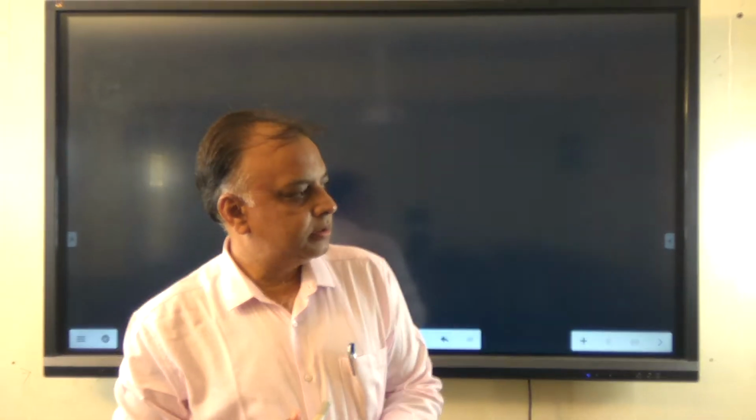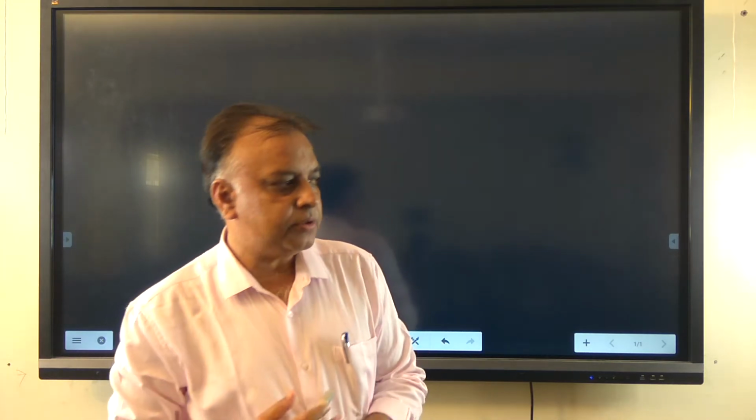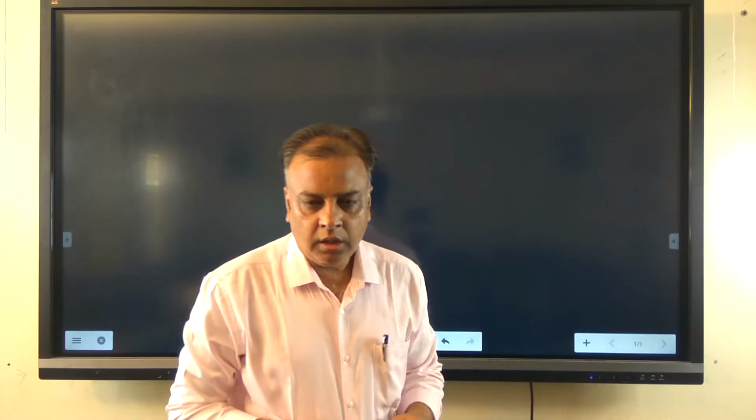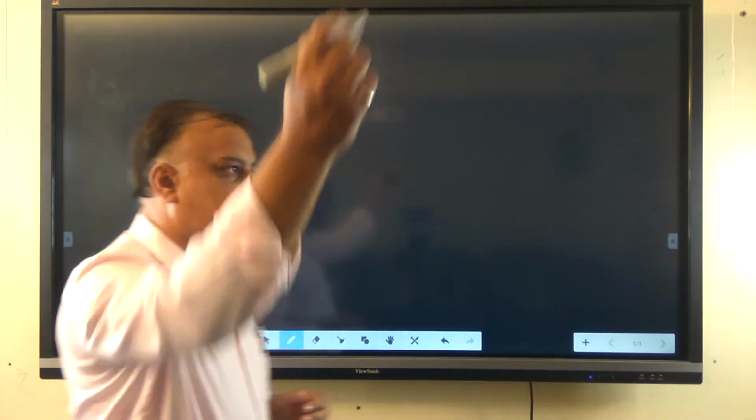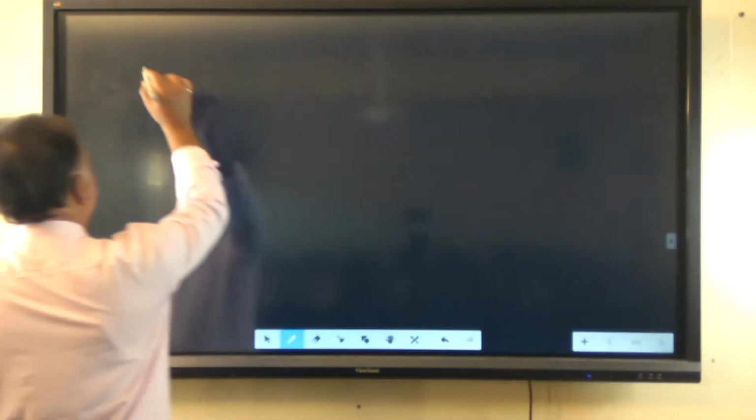In the previous class, we discussed the various properties of the inverse Laplace transformations: the change of scale property, the first shifting property, and many more. So today, first we discuss the second shifting property for the inverse Laplace transformation.